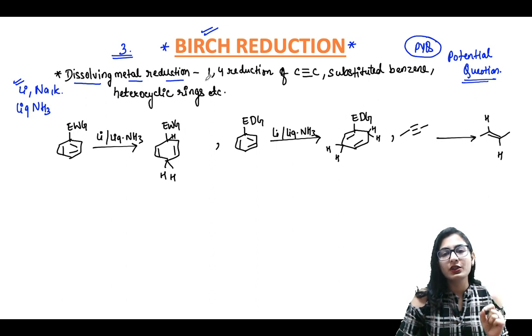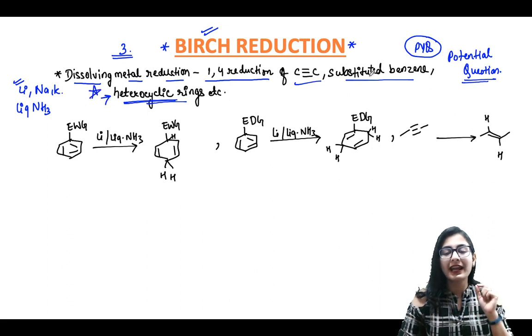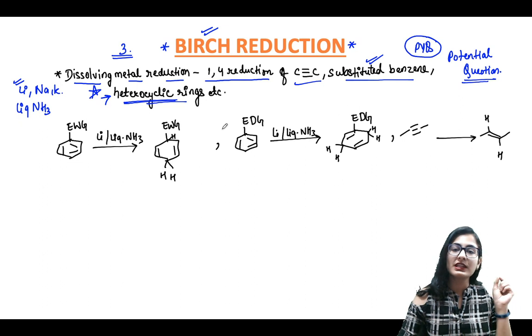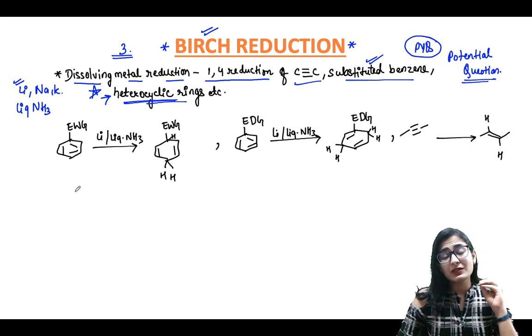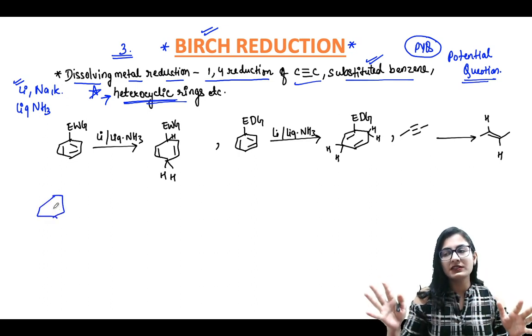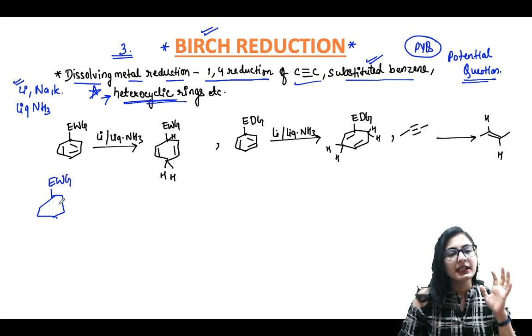So it is the 1,4 reduction of a triple bond or a substituted benzene, and even heterocyclic rings. A lot of questions are getting asked on heterocyclic rings and substituted benzene, so we are going to see an example of each of them in today's video. Let's classify these examples into three. Separately we are going to do the heterocyclic rings, but for these simple systems, let us classify like this.